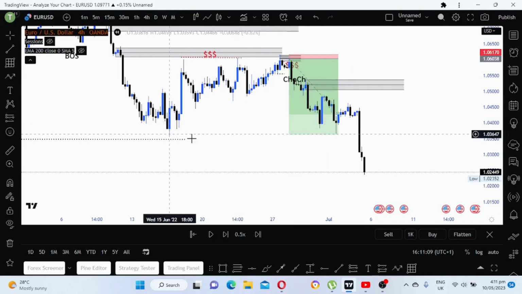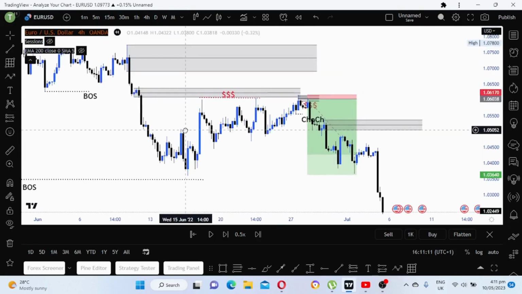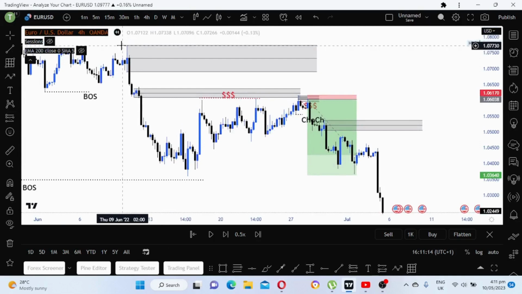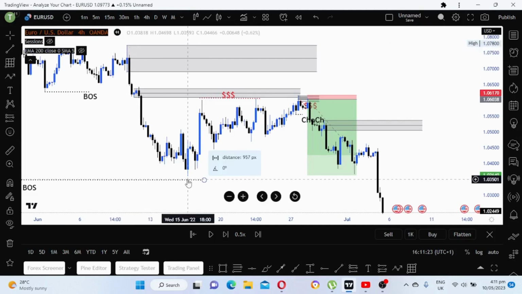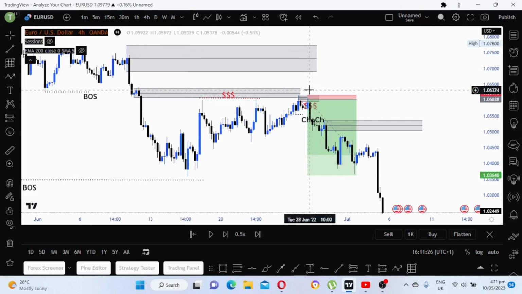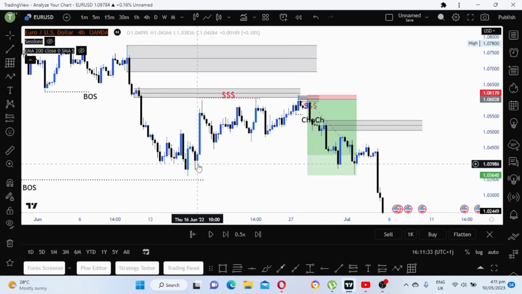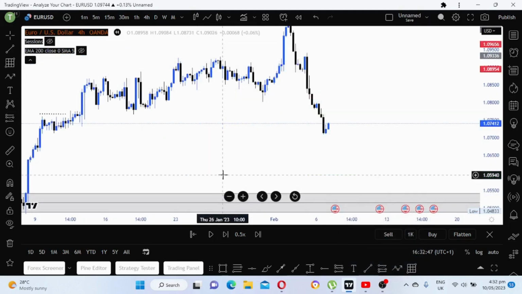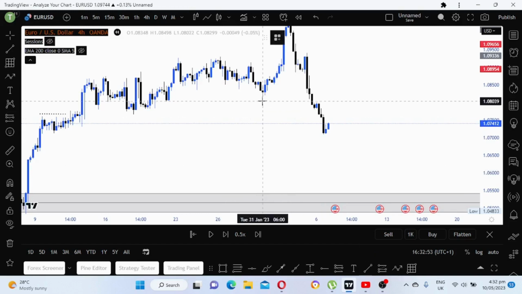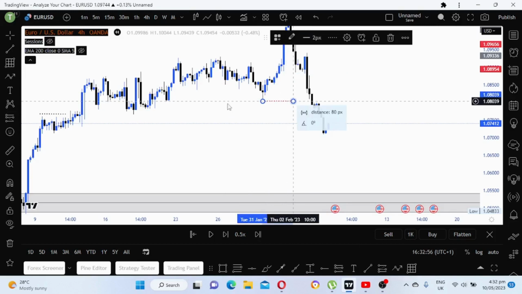Why? Because price failed to take out this high over here. It's a lower high, and that one is a lower low. Now it created another lower high, which is here. So it broke this one, because lower lows are always taken by price, as you know. But this time we will look for a sell. As you can see, the market shifted here. It's a change of character.